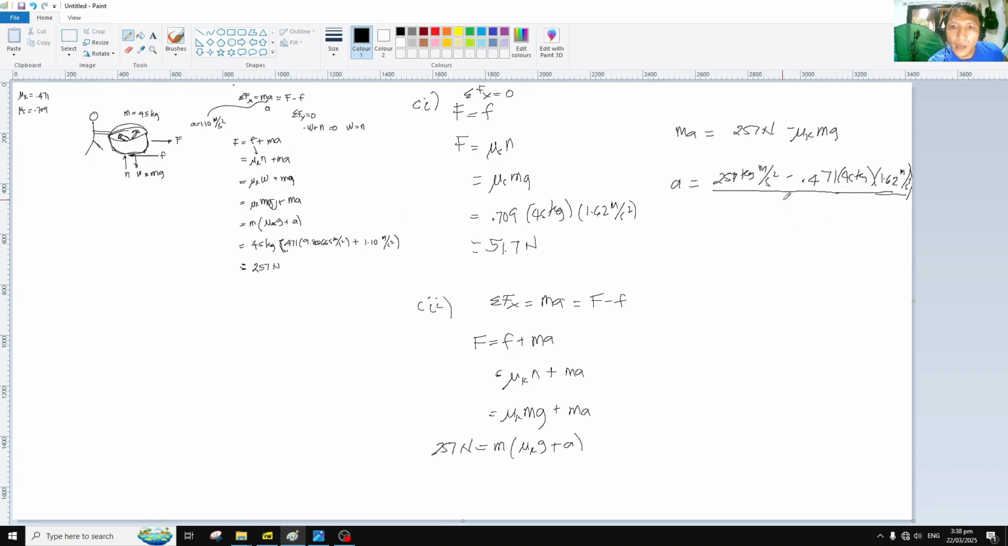So you have an acceleration in meters per second squared. That would be 257 minus 0.471 times 45 times 1.62, and then divided by 45. So that will give us an acceleration of 4.95 meters per second squared.